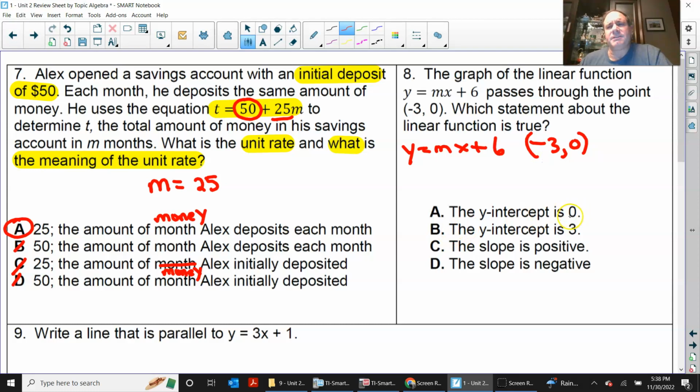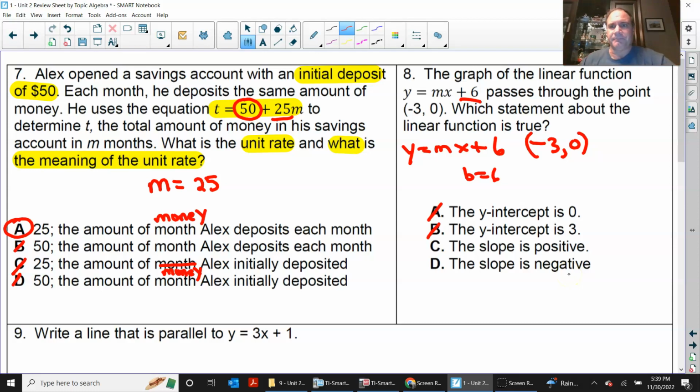The y-intercept is 0. Is the y-intercept 0 if this is 6? That's out. The y-intercept is 3. I already proved that the y-intercept is 6. So b equals 6. I know that. That's out. Slope is positive. Slope is negative. I have no idea.